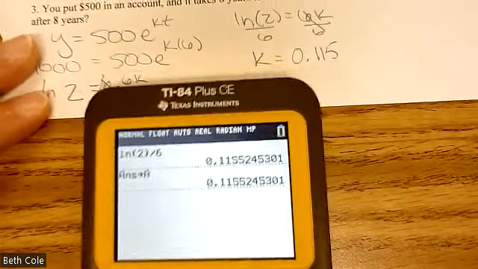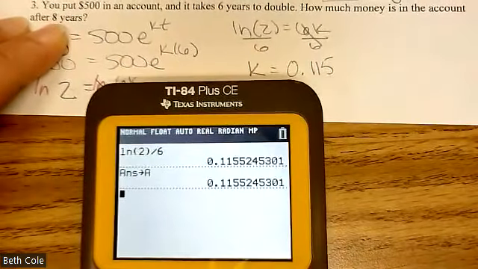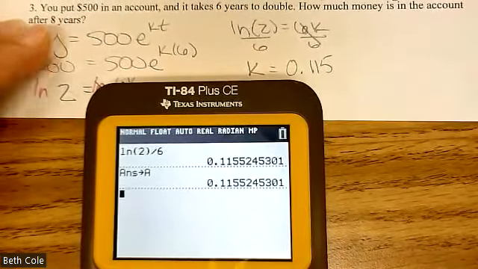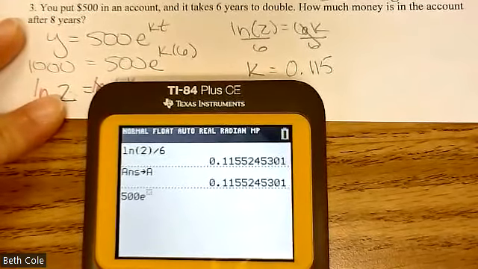All right, so what is this asking? How much do we have after 8 years? So what are we going to type? 500. Good. E. Our A times 8.